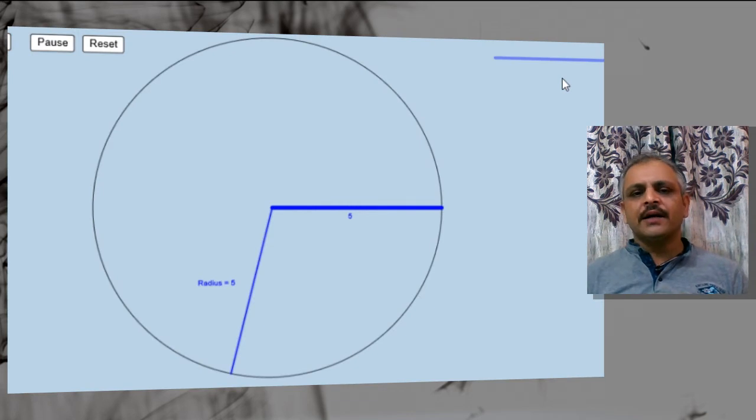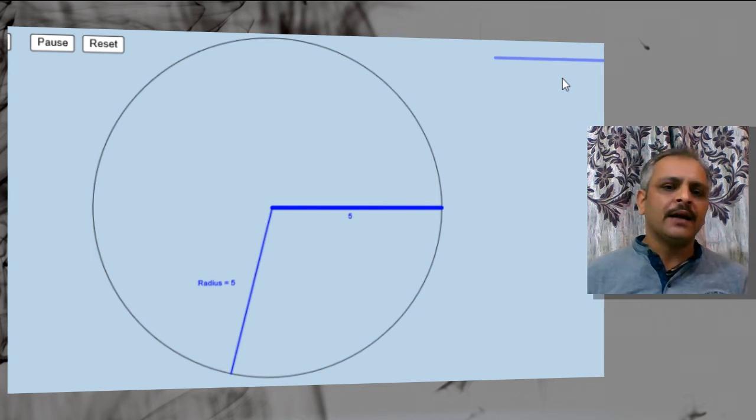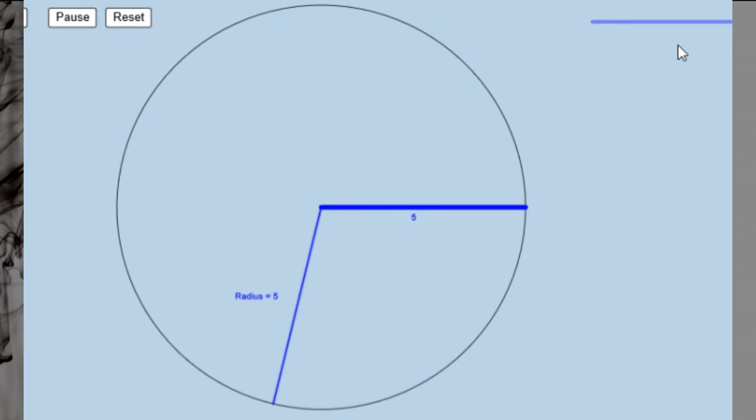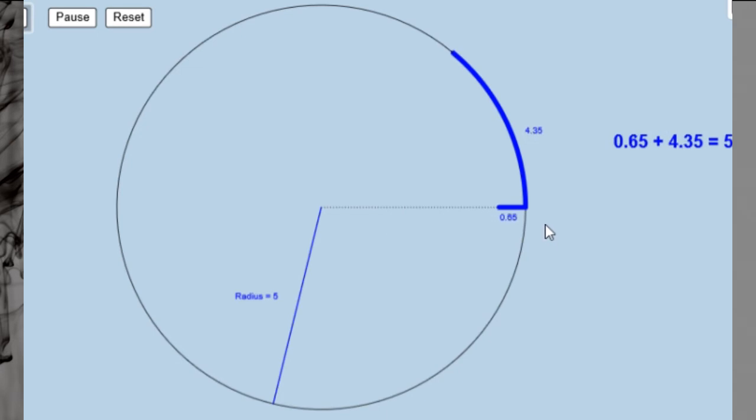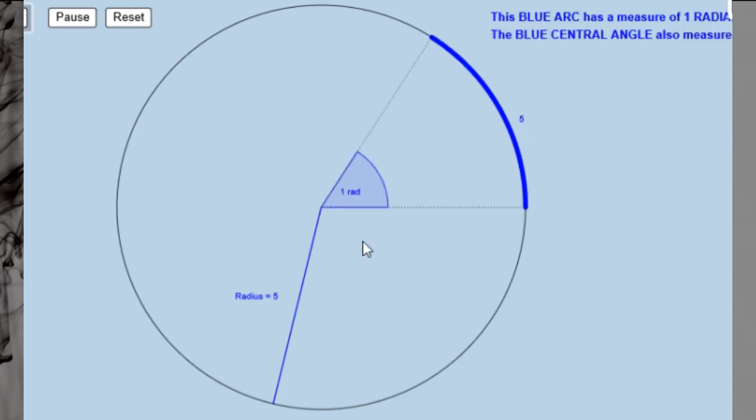So here I have taken the circle of radius 5 centimeter. Whenever this 5 centimeter arc will subtend an angle at the center, that will be equal to 1 radian. That means whatever is the radius, the arc length of the same size subtends the angle at the center known as 1 radian. Now I am shifting this 5 centimeter length to the circumference. Observe that I am making the arc length equal to the radius. So this is 5 centimeter now. The angle subtended at center is 1 radian.